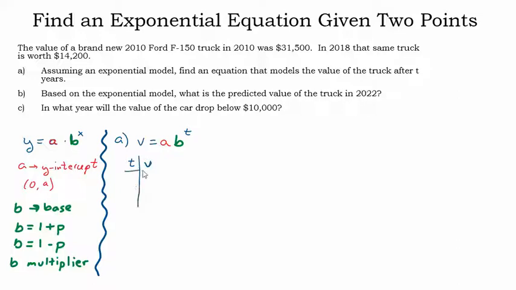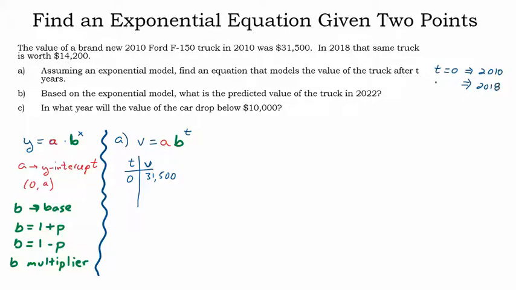And let's take the information in part A and put it into a table. Now, one thing you always want to remember to do when you've got years, you don't want to put 2010 in for t. You need to have some starting year. This truck didn't exist before 2010. So we're going to say that t equals 0 corresponds to the year 2010. So when t was 0, the value of the truck was $31,500.